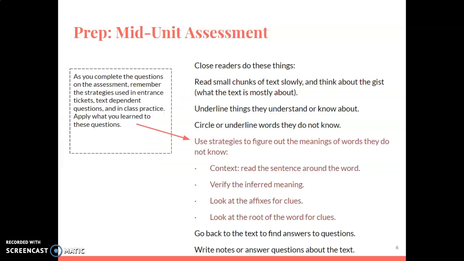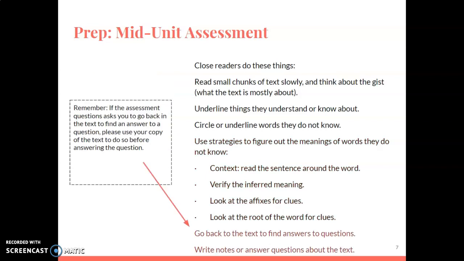Now, let's say you're reading and you don't know the meaning of a word. Pause for a second. Read the sentence around the word. Look at the affixes, look at the roots, and that'll help you to better understand what the word is. Remember, we've done this in entrance tickets, text-dependent questions, and in class practice. Apply what you learned to these types of questions. That'll come at the end. And if the assessment question asks you to go back in the text to find an answer to a question, please use your copy of the text to go back to see what they are talking about.